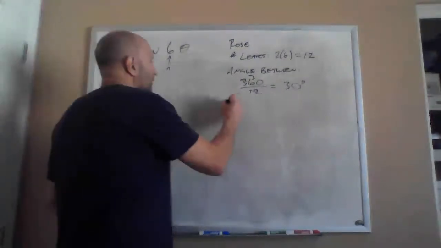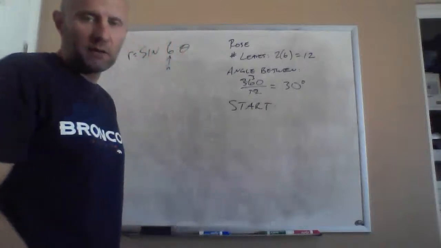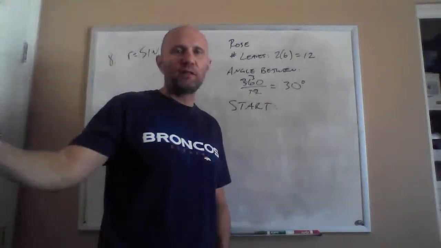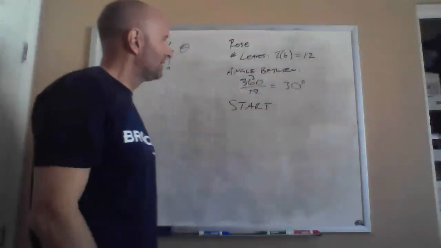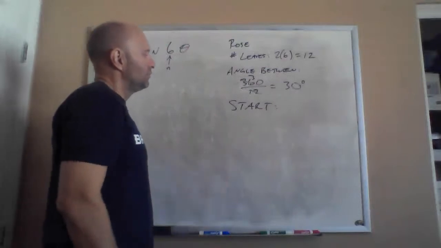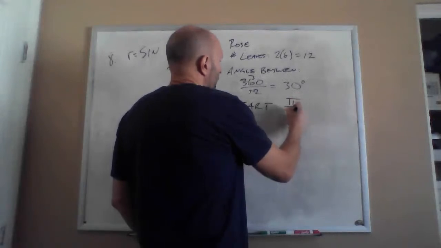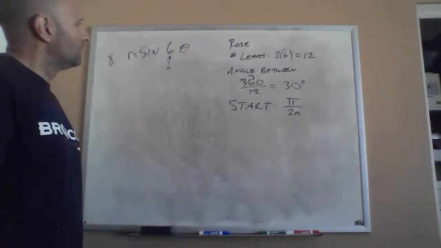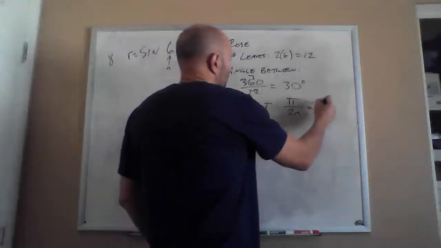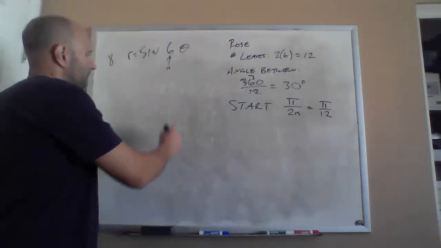And then lastly, where do we start? With cosine, it always, 100% of the time, starts at 0. The first leaf would be out at 0 radians. With sine, it's a little bit trickier. It starts at pi over 2 times n. So in this case, our n is 6. So the first leaf we have starts at pi over 12.